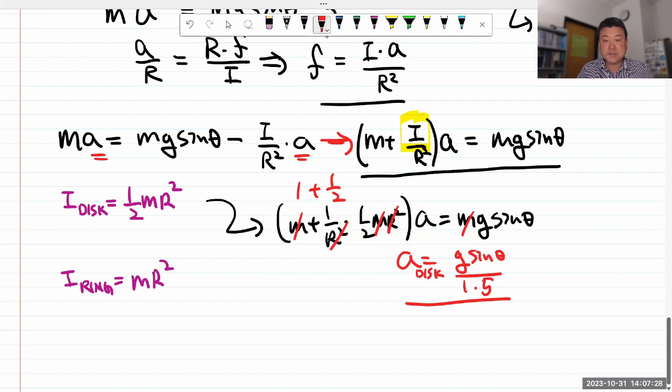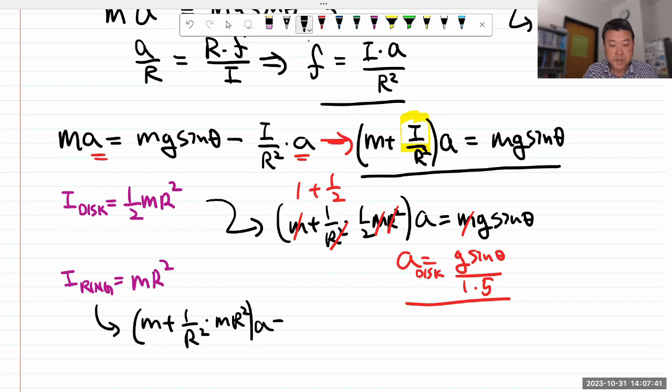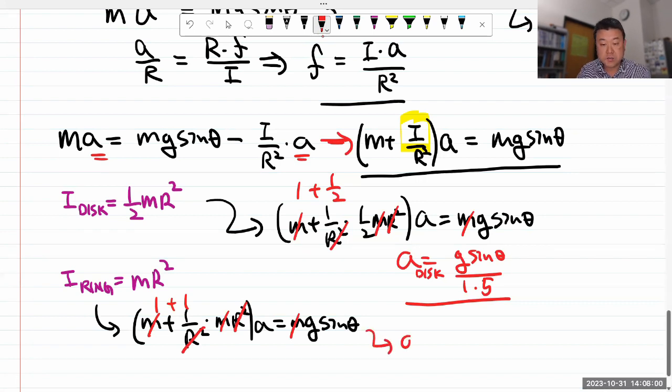And when you do the exact same calculation for the ring, then it's going to be (m plus 1 over r squared, and now the rotational inertia, m r squared) times a is equal to mg sine theta. Again, beautiful cancellation of r squared, another beautiful cancellation of m. And so we have 1 plus 1, so this factor here becomes 2. So when you solve for acceleration, the acceleration for the ring is g sine theta over 2. So the acceleration of the ring is lower than the acceleration of the disk. And I think that actually answers the question.